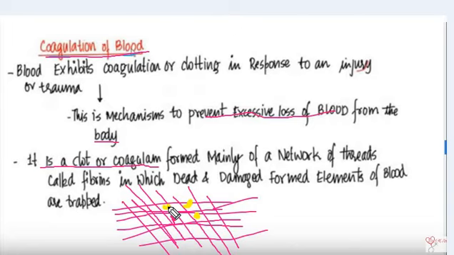What is coagulation of blood? It is a clot or coagulum formed mainly of a network of threads. These are threads, a network of threads, and this network is known as fibrins. And what is the function of these fibrins? In these fibrins, dead and damaged formed elements of blood are trapped. They remain trapped in this way. Suppose here is a gap, they are trapped here, and also here. In this way, they form the clot or coagulum at the part of injury or cutting site.